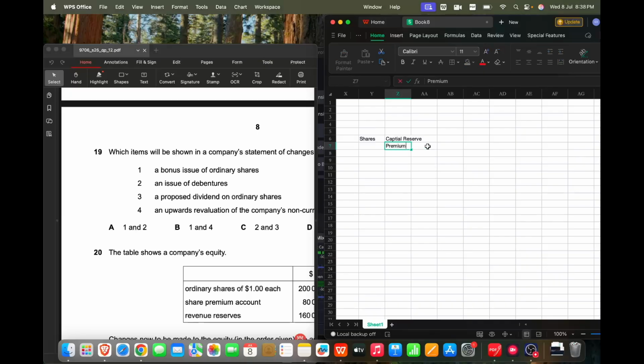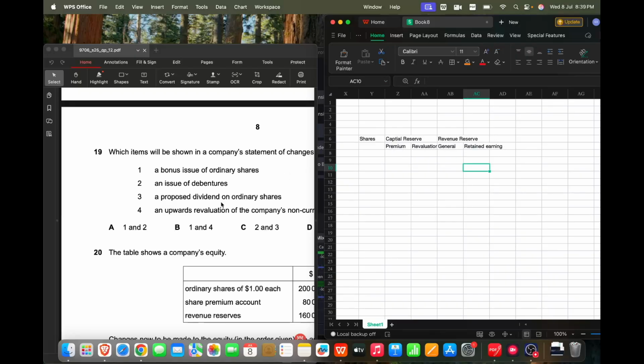Capital reserve like premium and revaluation. Then we'll write down revenue reserve, like general reserve and retained earnings. So these four things.